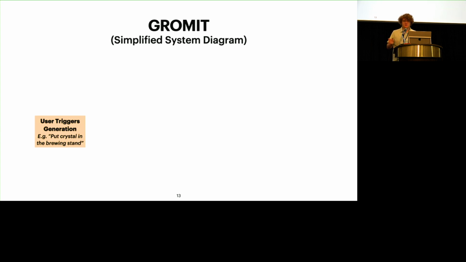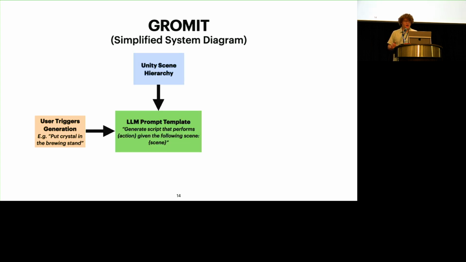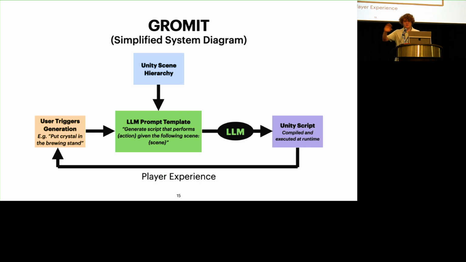So first, the user is going to trigger the interaction in some way, and then that prompt, that trigger, along with the information from the Unity scene hierarchy, gets sent into an LLM prompt template that is going to ask the LLM to generate a new behavior by making some C# code. The LLM spits out some C# code that gets compiled at runtime, added as a behavior to the game, and the player is going to experience that and maybe generate more behaviors.